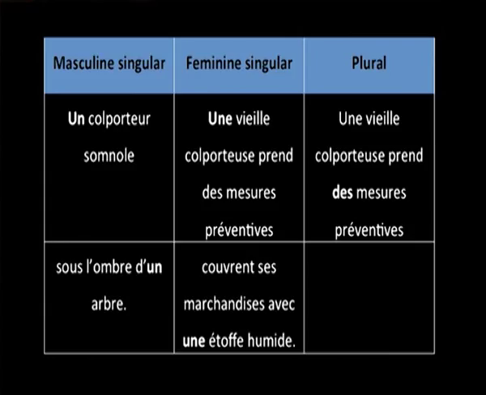In the text, the indefinite articles have been used several times. Masculine singular, un colporteur somnole sous l'ombre d'un arbre. Feminine singular, une vieille colporteuse prend des mesures préventives, couvre ses marchandises avec une étoffe humide. And plural, des mesures préventives.